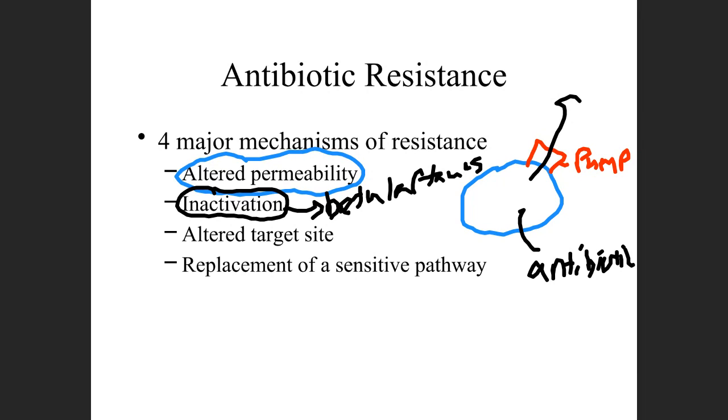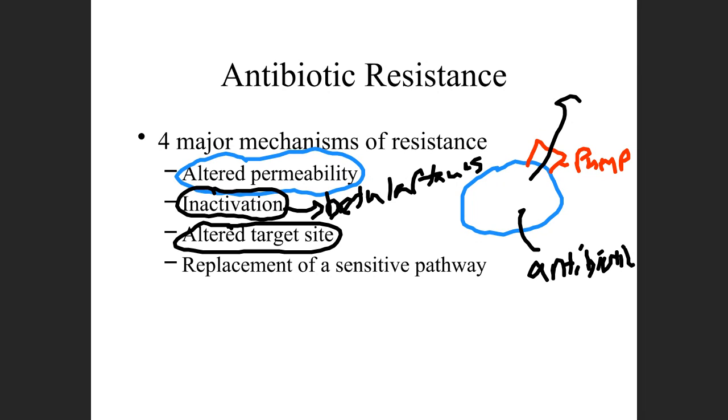Some bacteria will change the target of the antibiotic. So, for example, if I have an antibiotic that targets the ribosome in bacteria, and these bacteria are exposed to this antibiotic over and over again, then over time they can mutate and change the structure of the ribosome so that the antibiotic doesn't bind to it anymore.